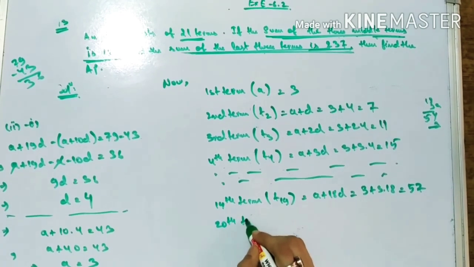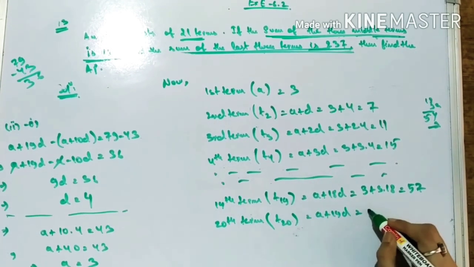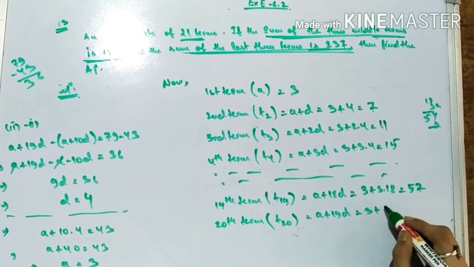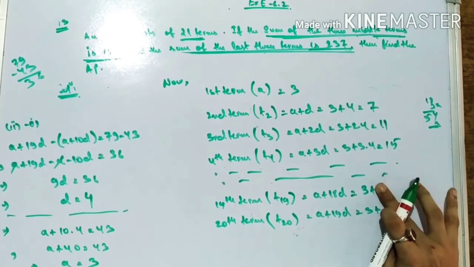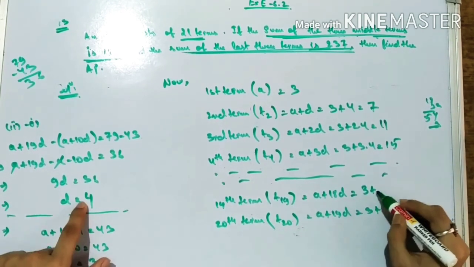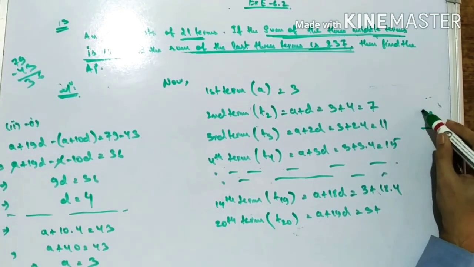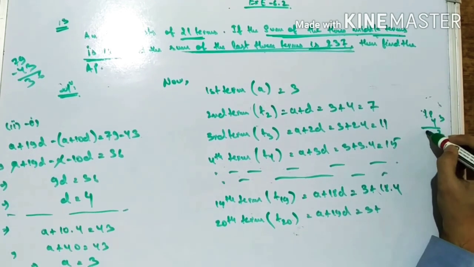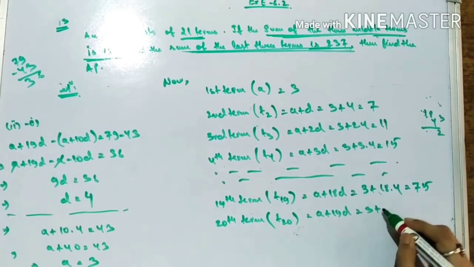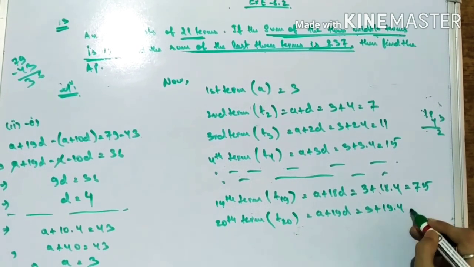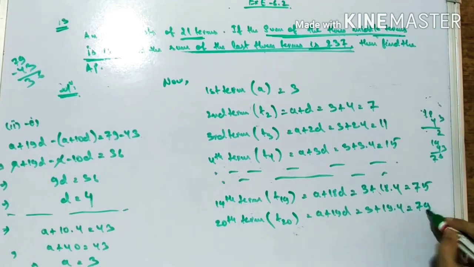Next, the 20th term, T20, which is a plus 19d, equal to 3 plus 19 into 4. Sorry, the d value here is 4 only. 19 into 4 is 76, plus 3, I will get 79.